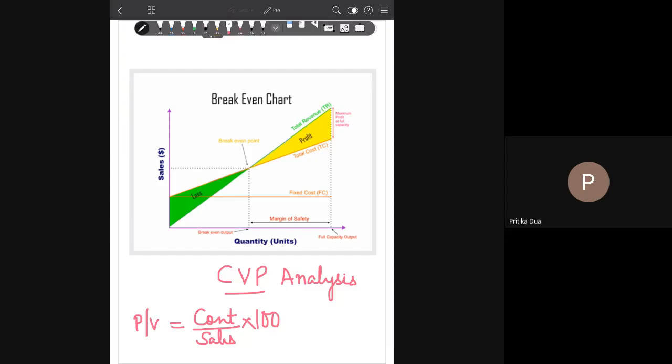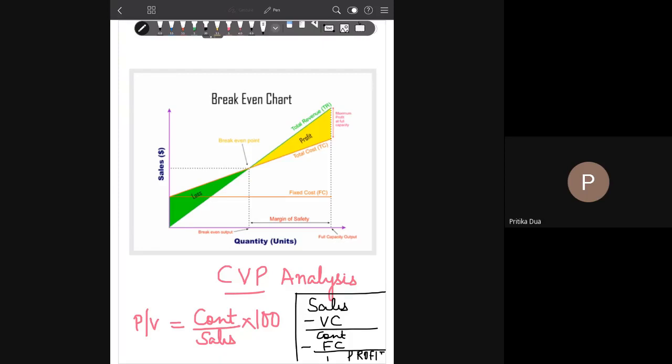And just to quickly revise, how do we derive contribution? It is sales minus the variable cost. This gives you the contribution. If you reduce it by the fixed cost, you get the profit for the firm. Okay, this is what we did.